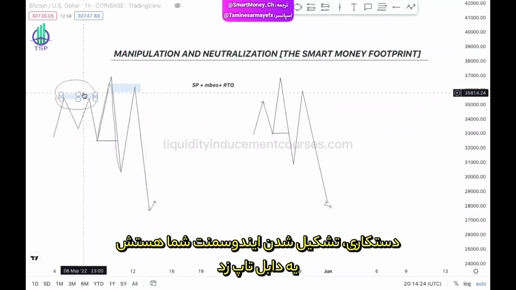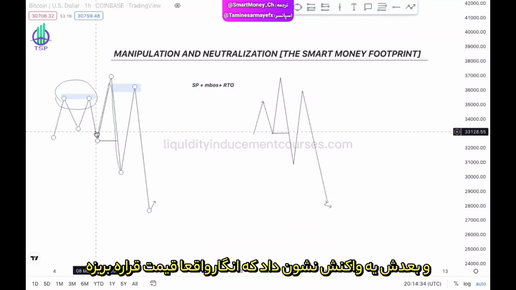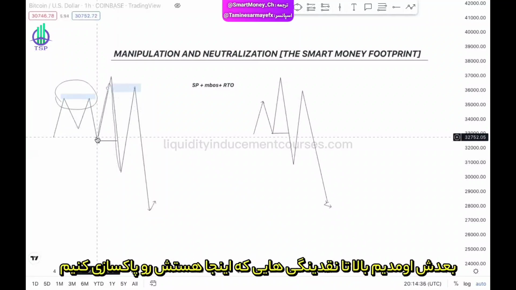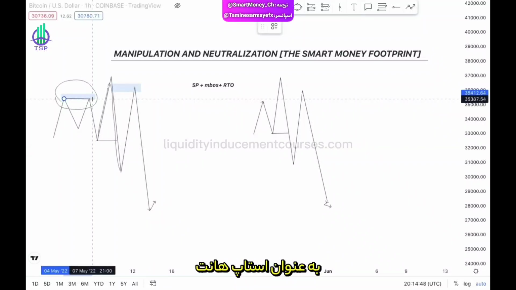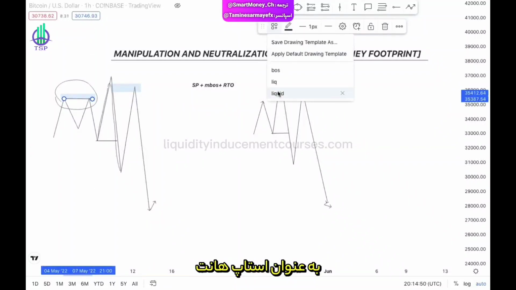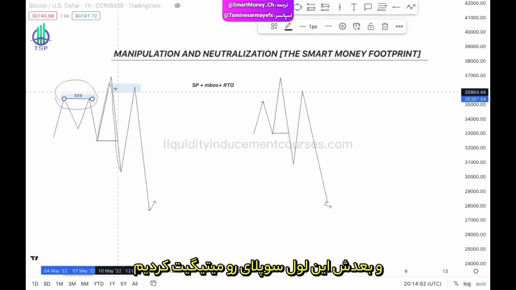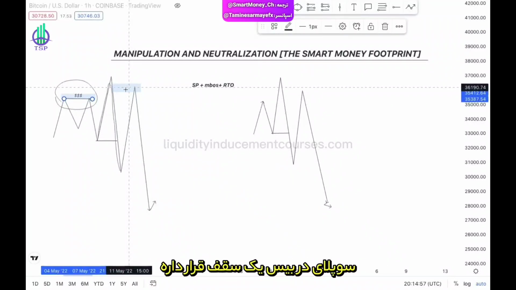I'll take it again. Manipulation is just the formation of your inducement here. Okay, double top, and then we have the reaction that made you feel like we are actually going to sell off. And then we came back up, right, to grab liquidity as stop purge. Okay, we came to grab liquidity up here as stop purge. Okay, and then we mitigated this level of supply and demand, right? Which is actually a supply level.